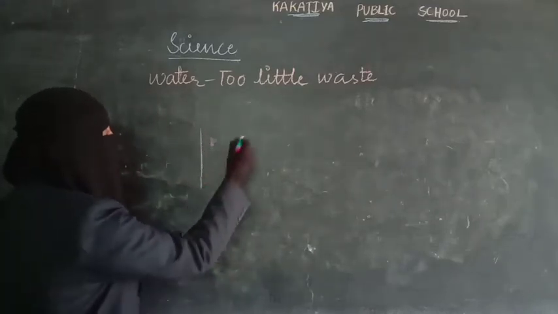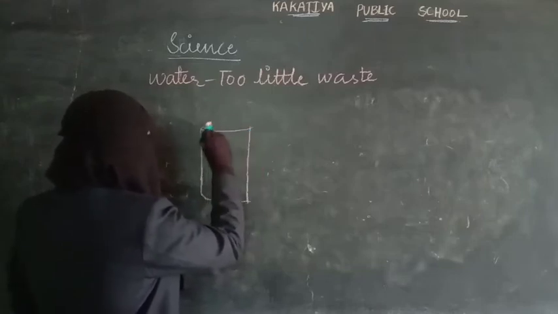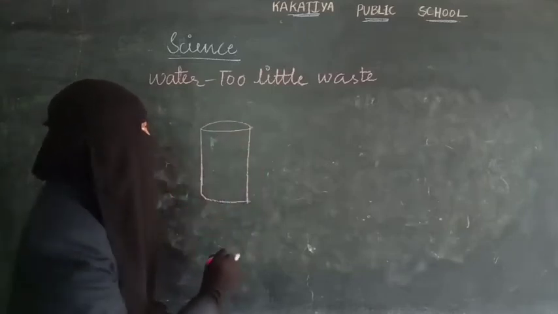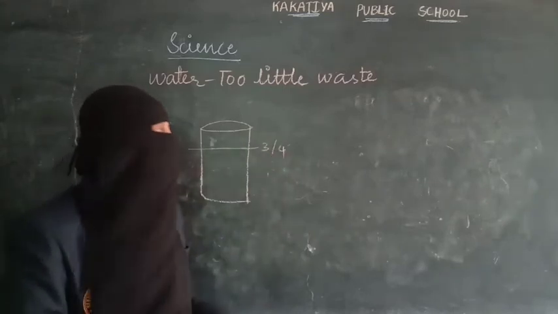For doing this activity, we need one glass jar. You can take one glass jar with a lid. It should have a lid. First of all, fill the glass jar three-fourths with water, with clean water. First of all, you are using clean water.